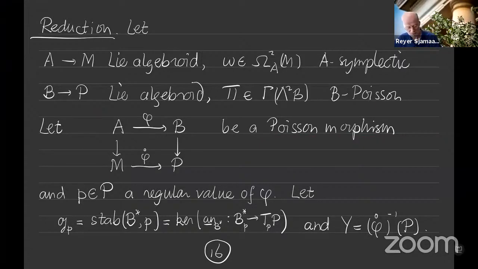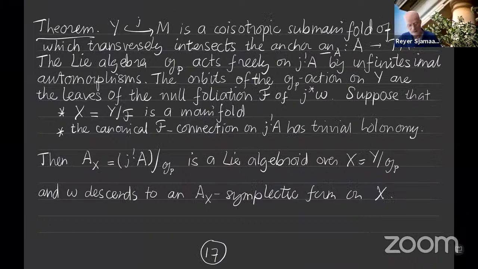Okay. Now, what is reduction? You take a point in this target Poisson manifold. Let's suppose it's a regular value. Again, let's look at the stabilizer Lie algebra. So that's just this stabilizer for this Lie algebra, not the Lie algebra B, but the dual Lie algebra given by the Poisson structure. And let's take the fiber. So that's then going to be a submanifold of M. And then the reduction theorem says that that fiber, let's call it Y, and includes into M, inclusion map J, it's coisotropic, and it transversely intersects the anchor of the original symplectic Lie algebroid in M.